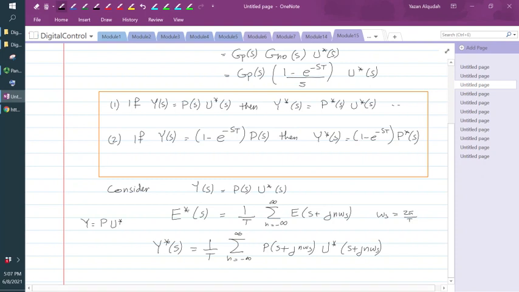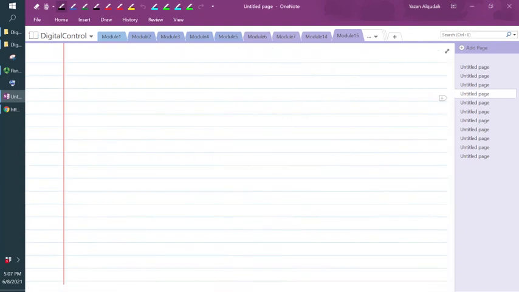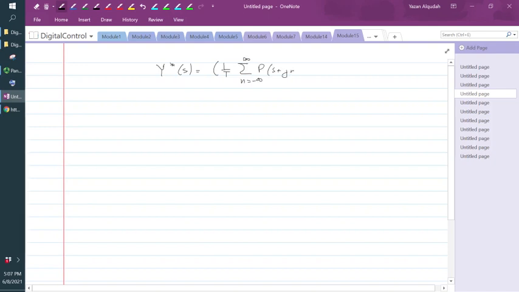Okay. Now, if I look at this, u star is periodic. U star of s is periodic. So therefore, u star of s plus j n omega s is equal to u star of s. So I can come to this expression. I can write this as y star of s equal to 1 over T, the summation from n equals negative infinity to infinity of P of s plus j n omega s multiplied by u star of s.